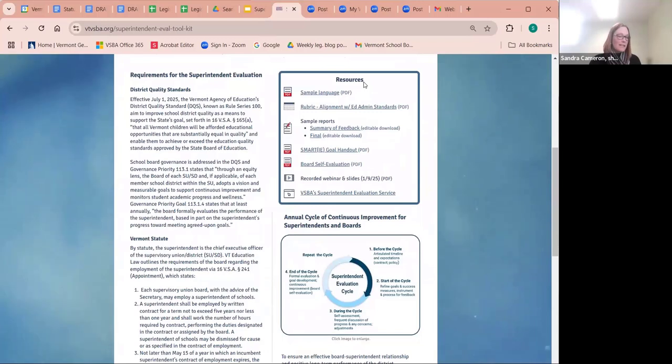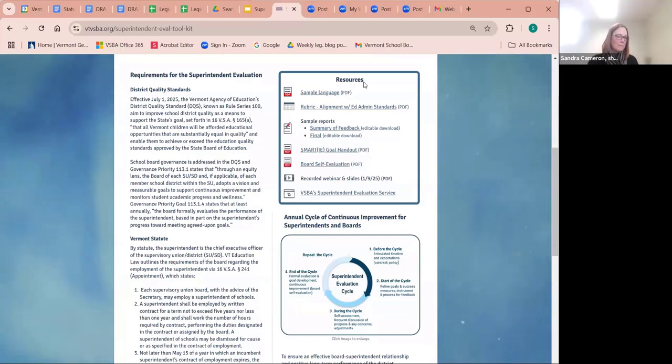So as you embrace continuous improvement around the superintendent's evaluation, please know we are here to help. This new toolkit provides boards with access to the evaluation rubric we've been referencing, sample reports, sample language for entering into executive session, protecting confidential information, outlining the charge of an evaluation committee, and also developing SMART and, more recently, a new term called SMARTY goals.